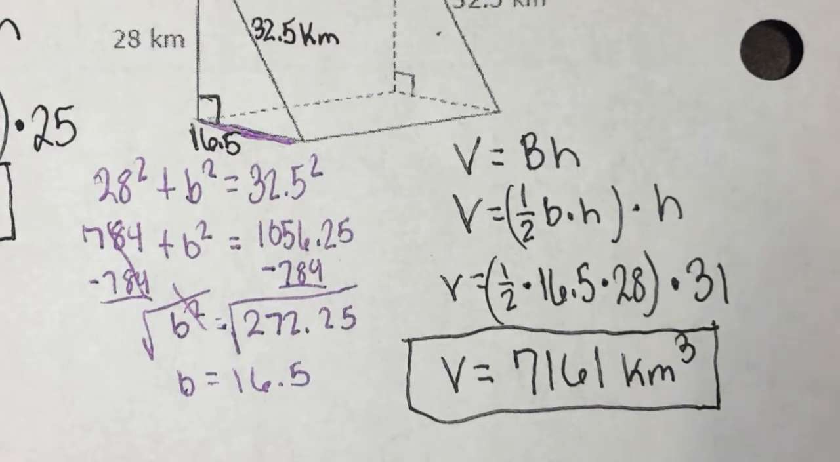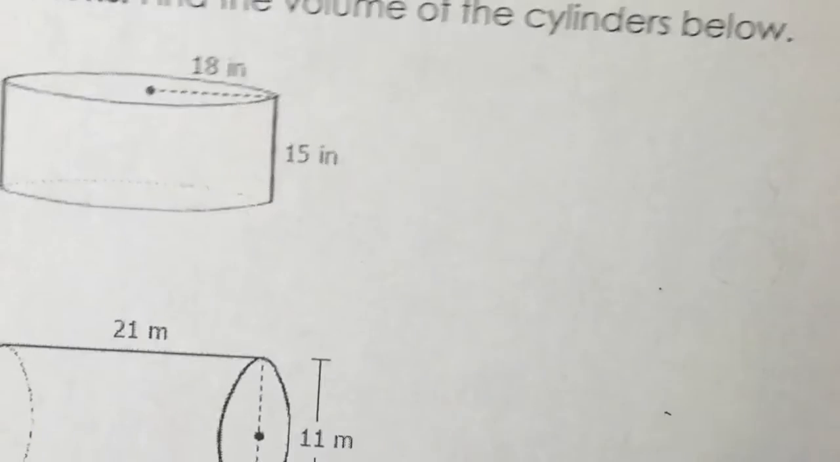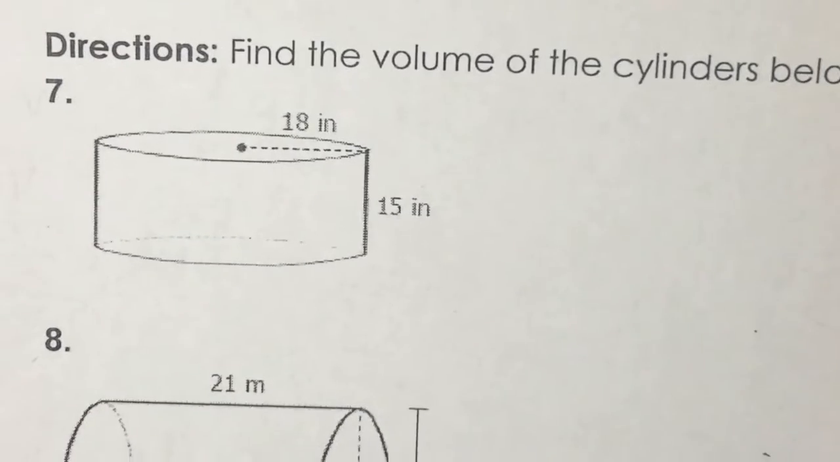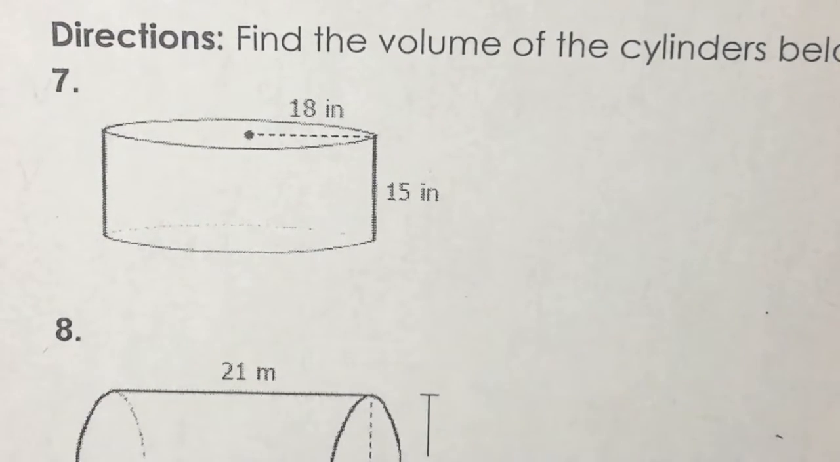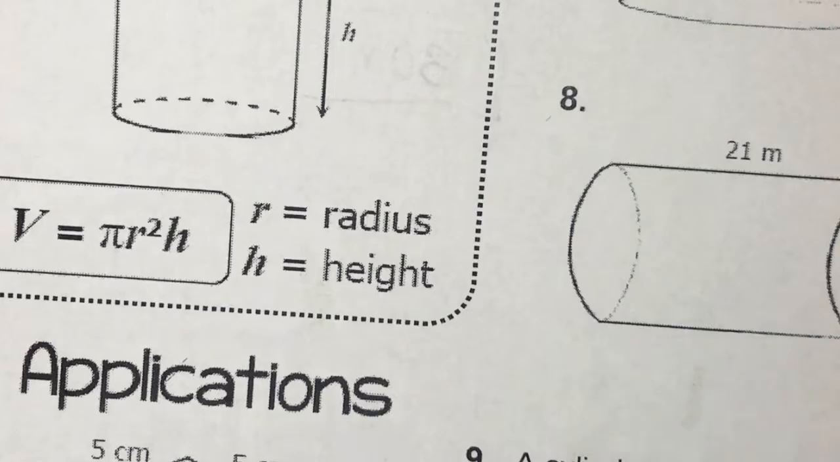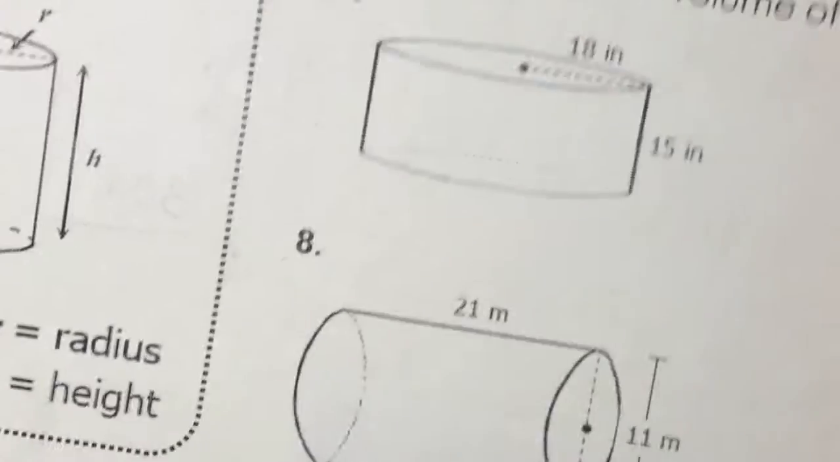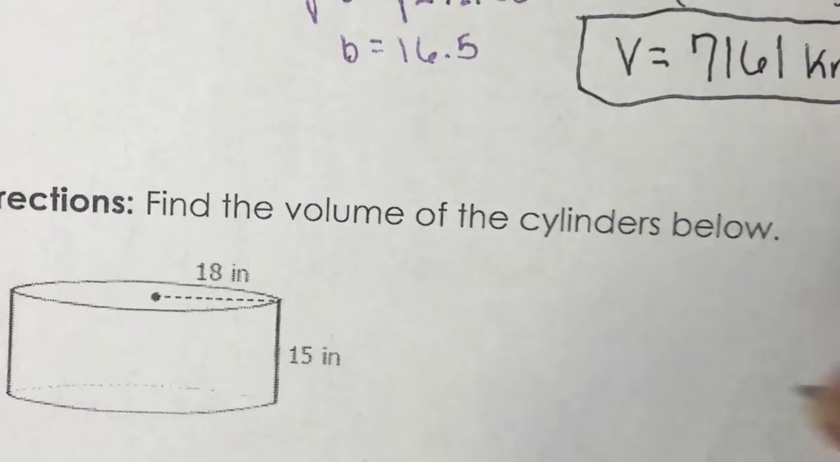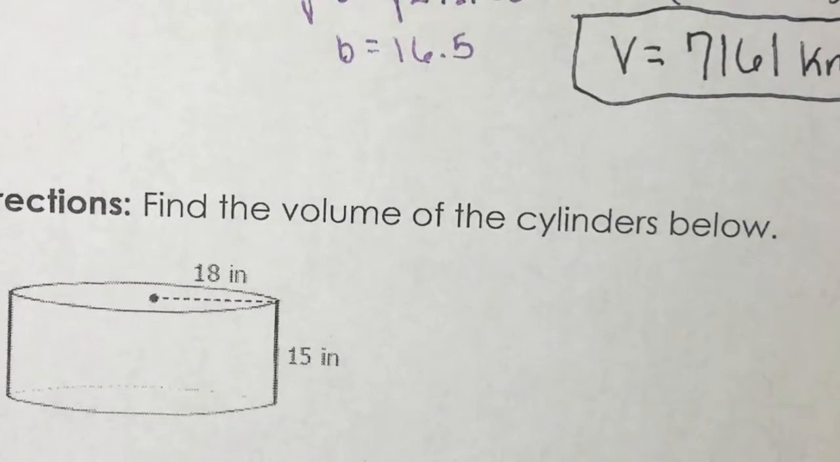All right, we should be good on that. Moving on. The last one I've got to show you is the cylinder. Cylinder's not hard either. Ignore this formula that they have down here. That is not going to be on your reference sheet. You need to remember this capital B and know that you need to change it to this. So we start with capital B every time.